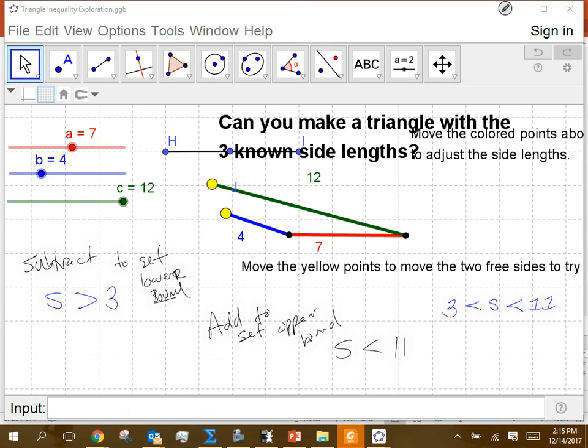Later on, maybe tomorrow, maybe Monday, we'll talk about inequalities in two triangles. But understanding this is a good start for being able to do that. There's a homework assignment in Math Excel.